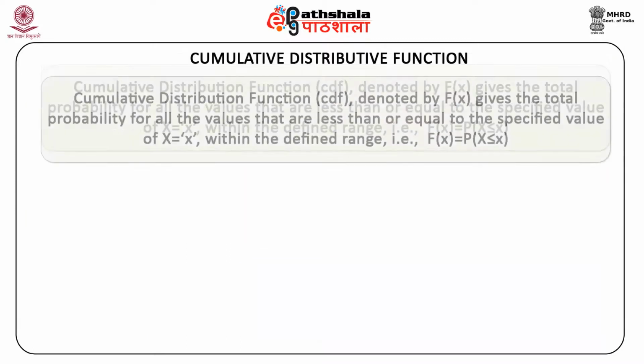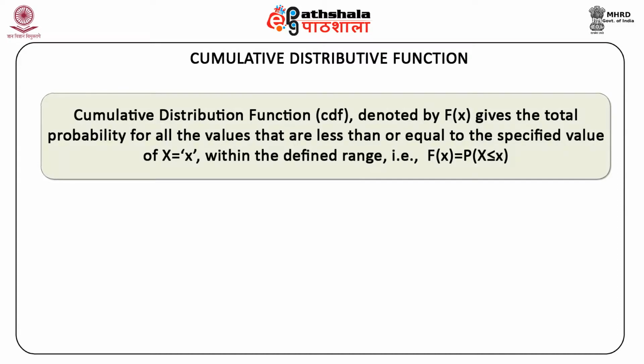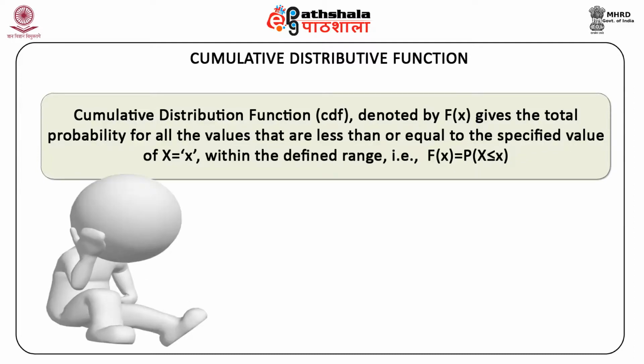Let us define the cumulative distribution function F(x). The cumulative distribution function, CDF, denoted by F(x), gives the total probability for all the values that are less than or equal to the specified value of x, equal to small x, within the defined range, that is, F(x) is equal to the probability that big X is less than or equal to small x. It gives the probability of at most x.